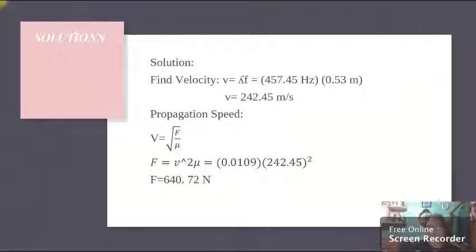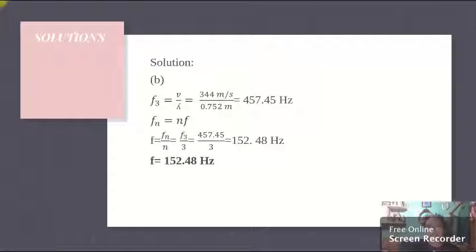And then for letter B, since we have calculated this earlier, we need to find the frequency of the third harmonic, so this one, perform, and then we're going to arrive at 152.48.